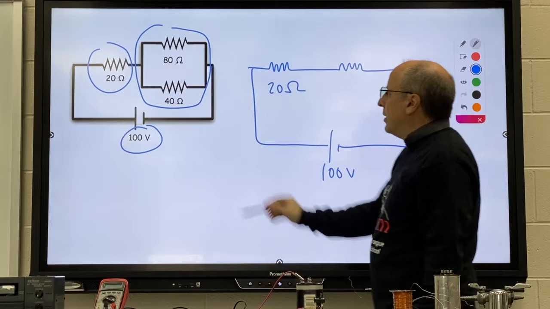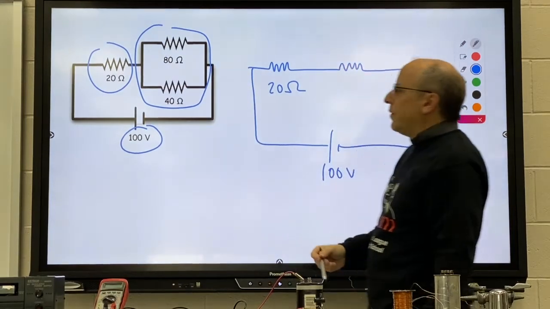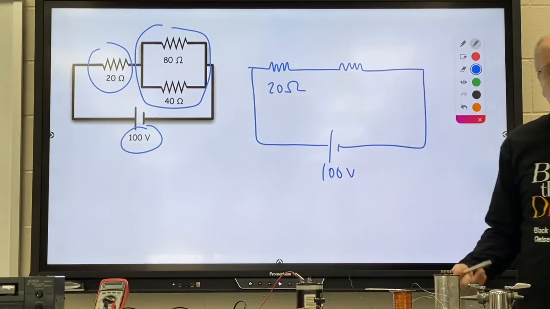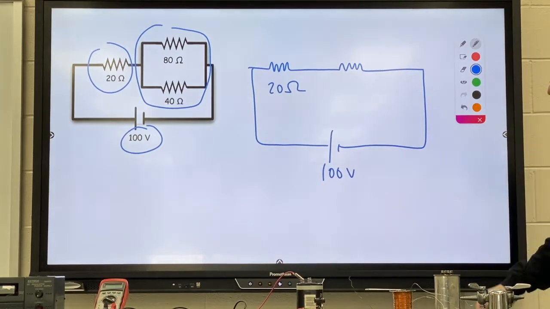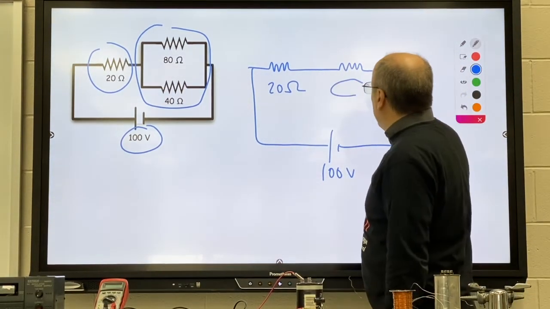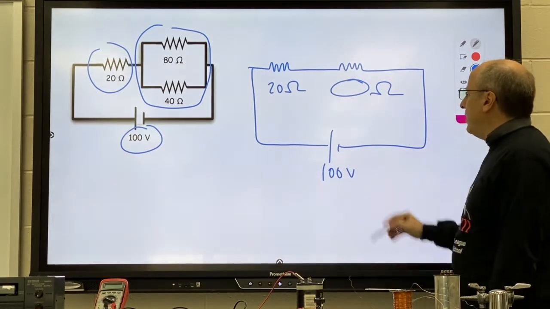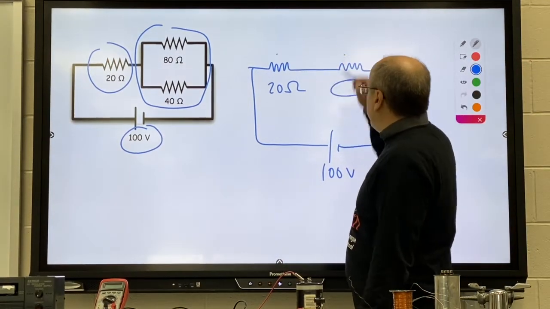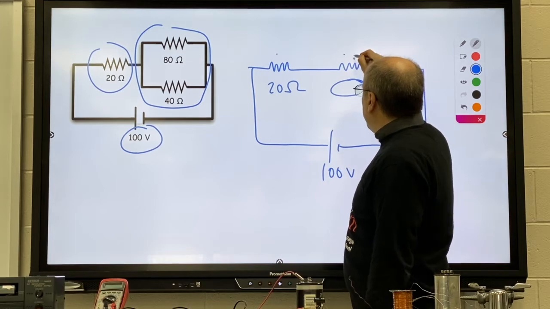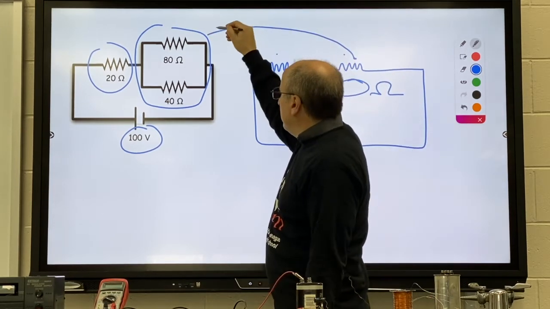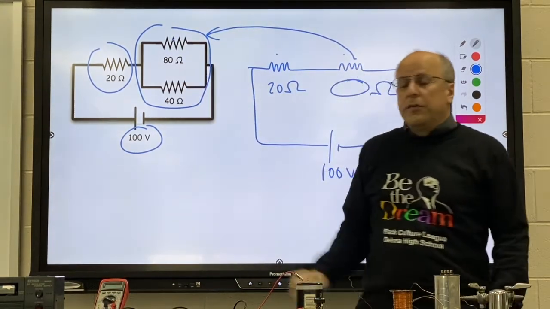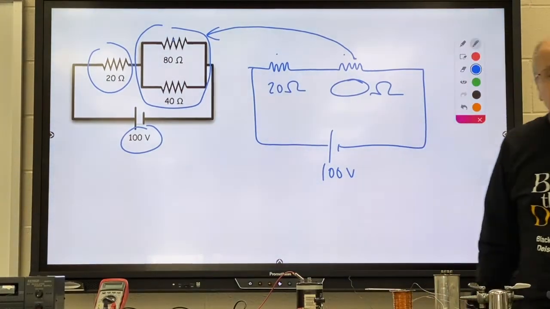So you would do 1 over 80 plus 1 over 40. Get an answer, take the reciprocal of that, and that resistance would go right in here. You then find your total current. You then find your voltage here and voltage here. Whatever voltage is on this resistor is going to go for all parts of the parallel circuit.